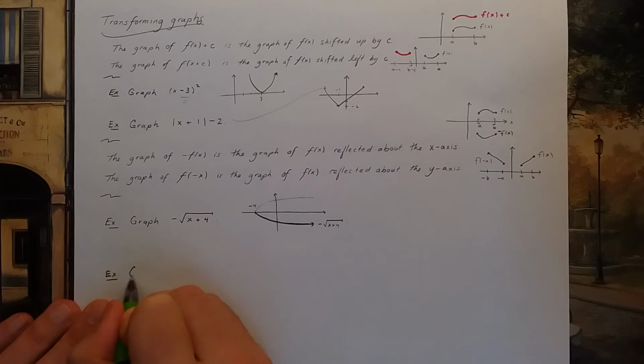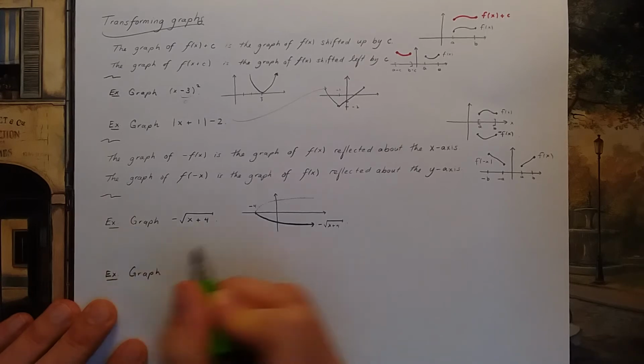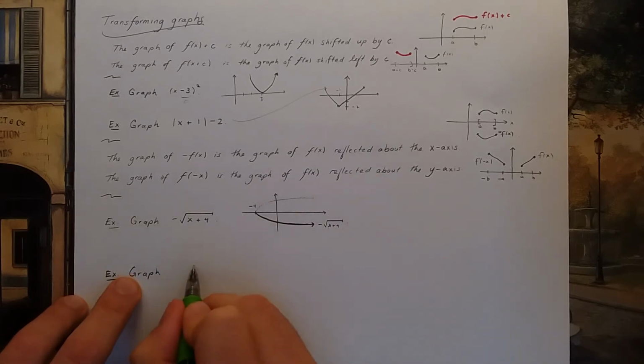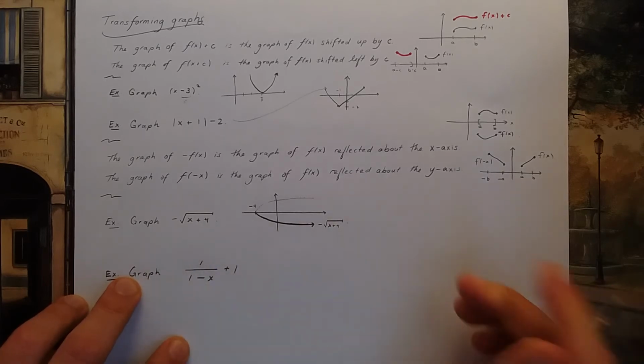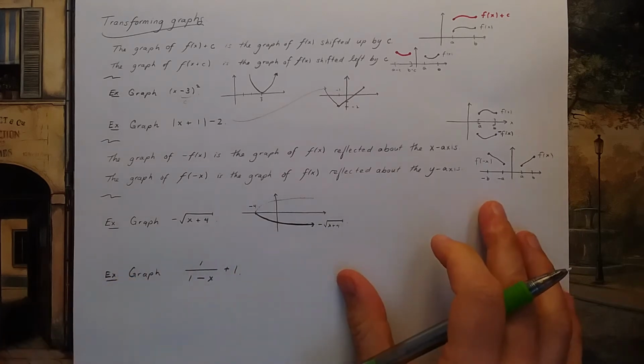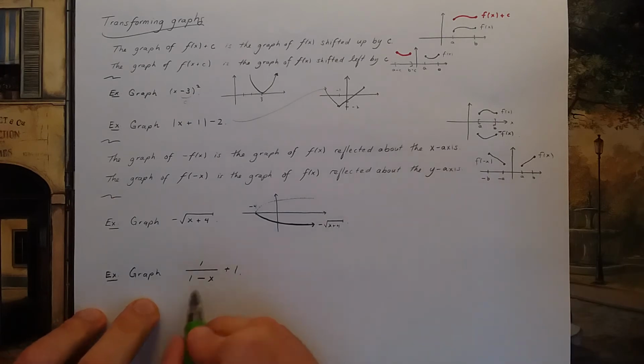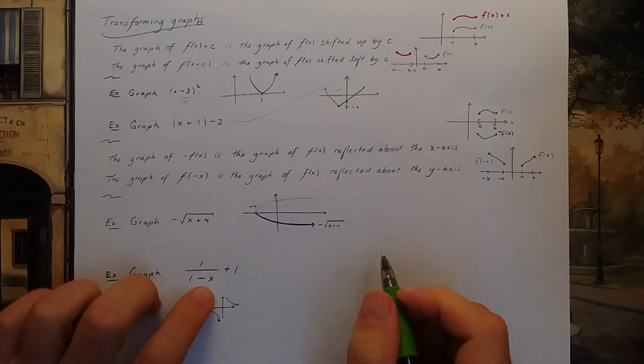How about if I graph the function 1 over (1 minus x) plus 1. So the base graph that I'm thinking about, the graph that I'm going to play around with, is the graph of 1 over x. If you remember the graph of 1 over x, it kind of looks like this picture. That's the graph of 1 over x, and I'm doing a few things to it.